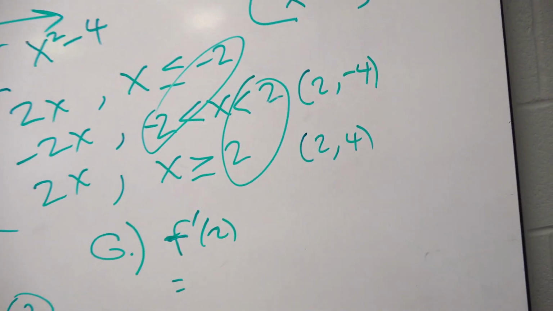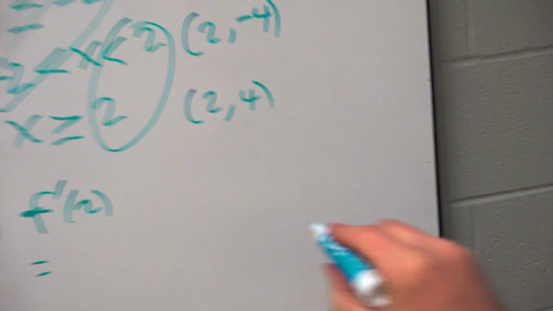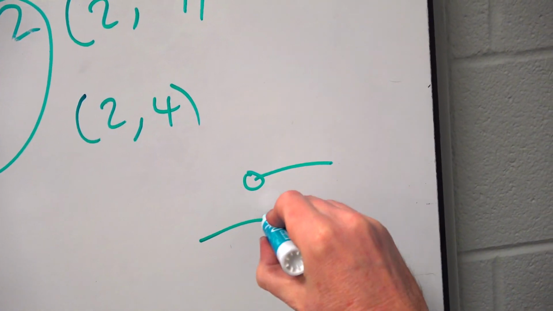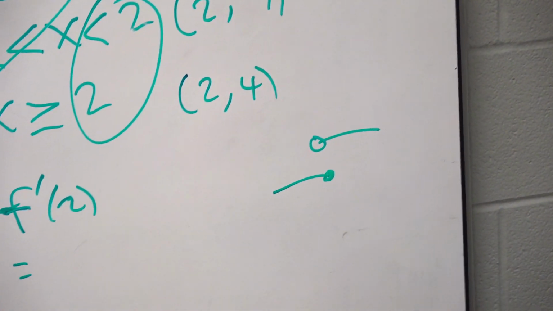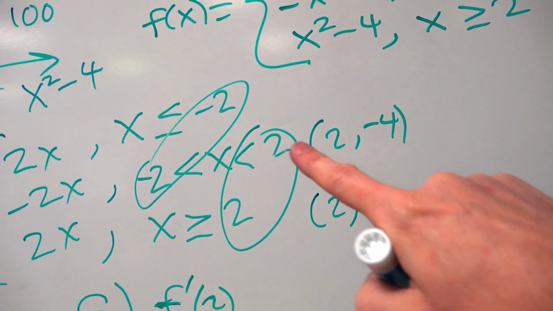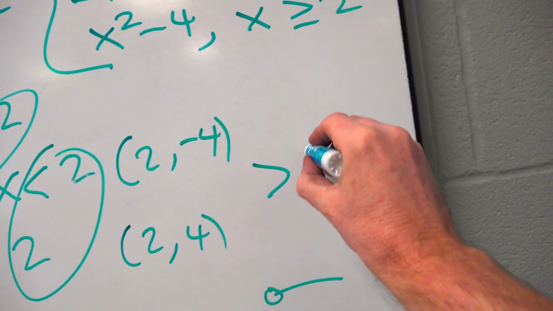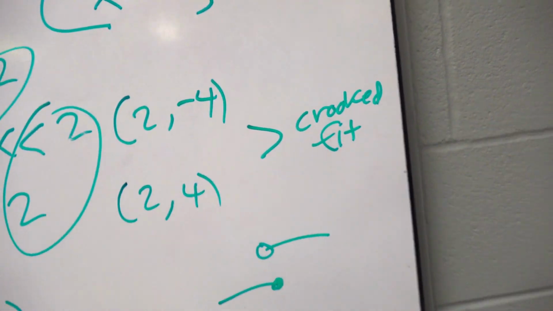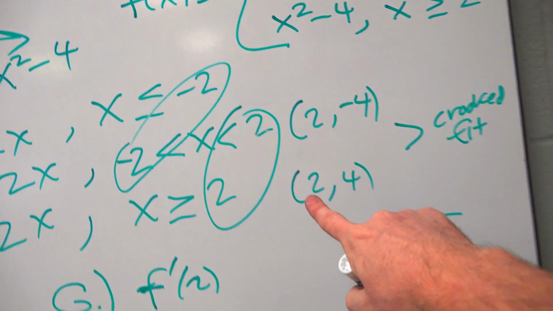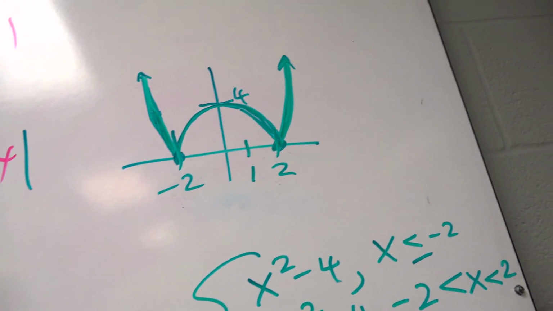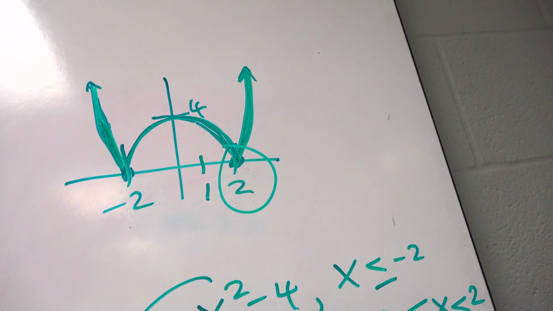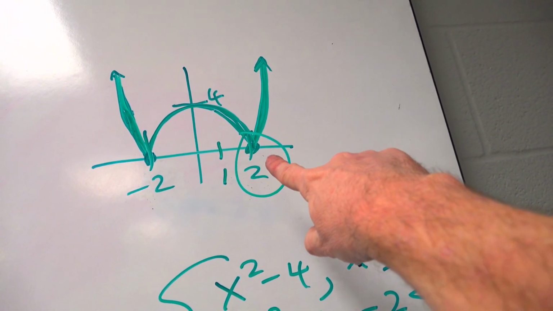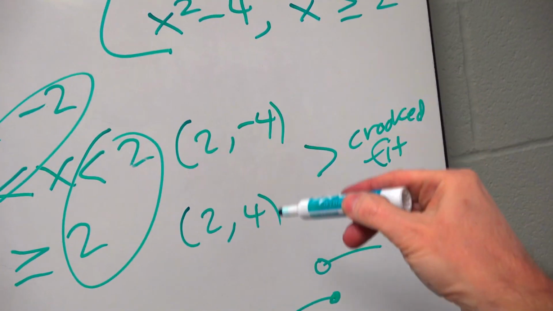Mismatch. What is a mismatch in the derivative? A mismatch in the original function is a jump, right? Original function mismatch is a jump. But what is a mismatch in the first derivative? Isn't that what we call the crooked fit? Do you remember this? Crooked fit. There must be a crooked point at 2. Wait a minute. Look at the graph. Everybody see that crooked point there? That's a sharp corner. You can't take the derivative at a sharp corner. No wonder it's a mismatch.